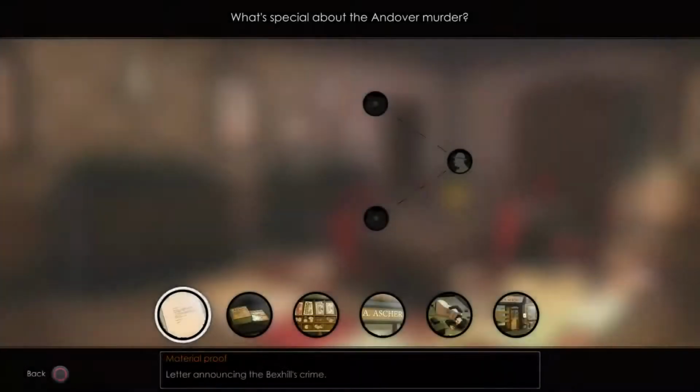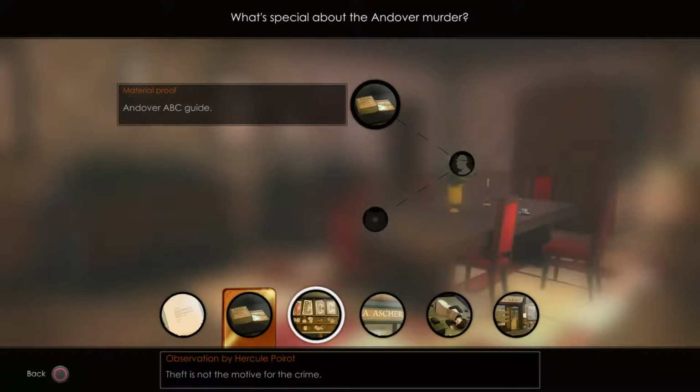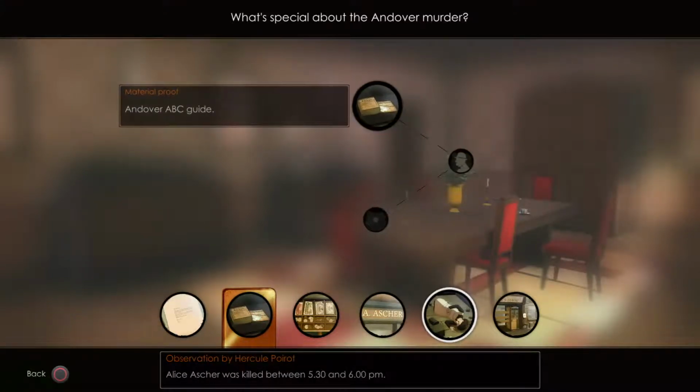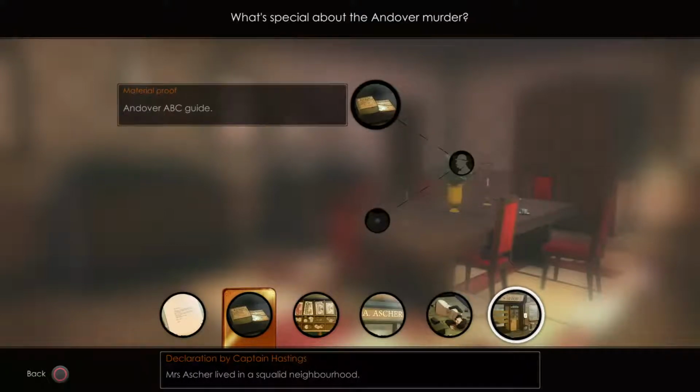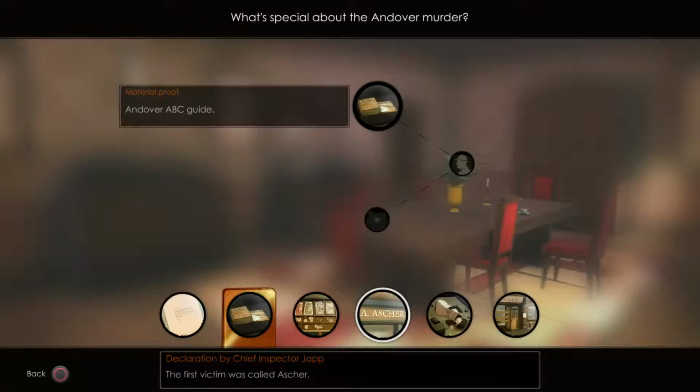Brain cells working. Letter announcing the... Okay, what's special about the Andover murder? The ABC guide. And the victim was called Asher.